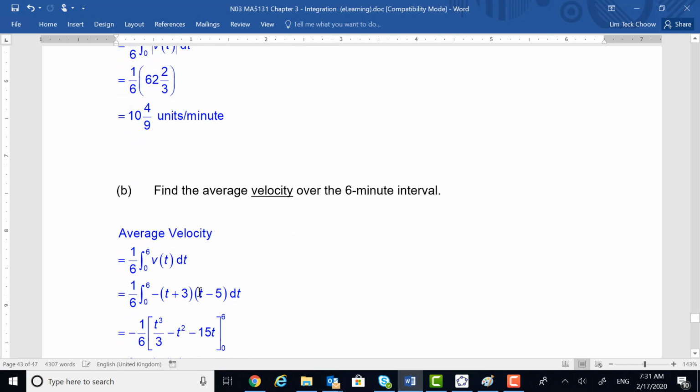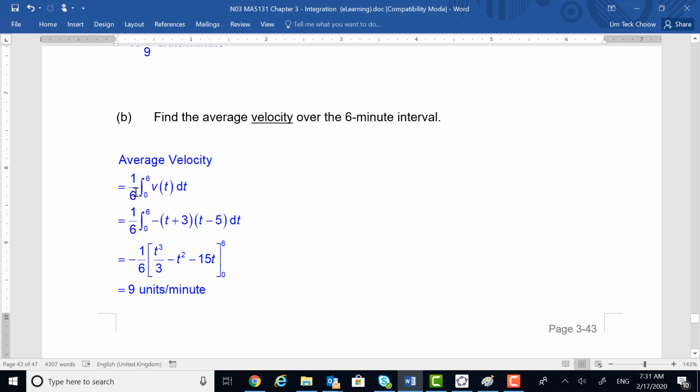To find the average velocity, you just integrate the velocity over the duration, then divide by the interval, and this is the average velocity.